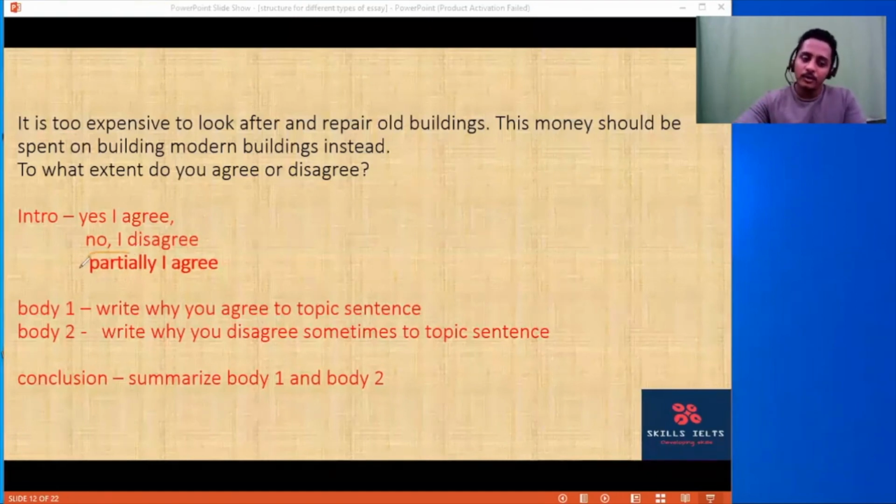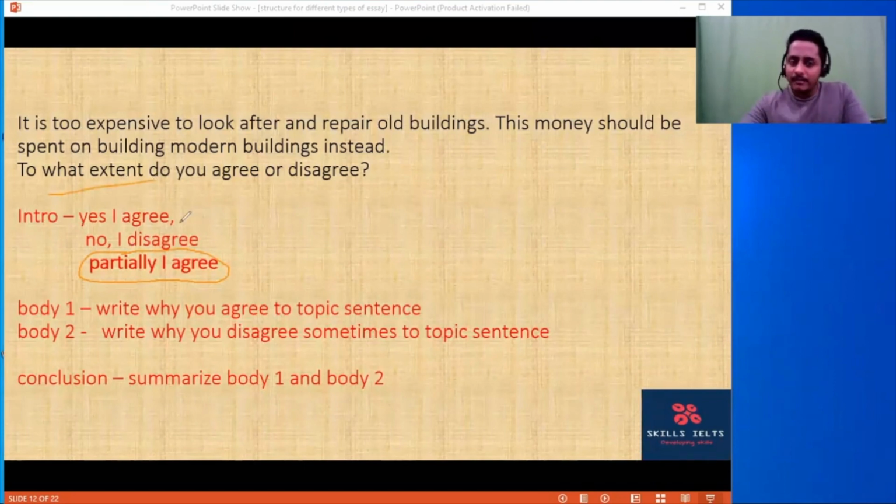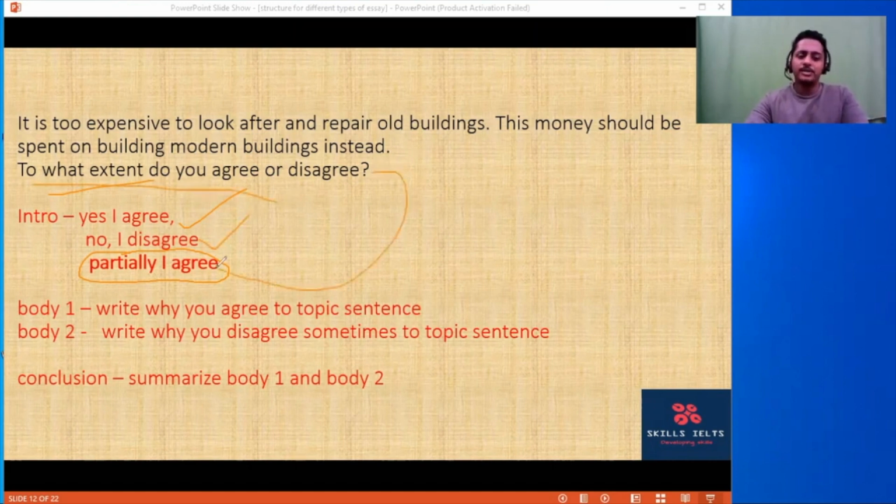Here you have one more option, and that too if you really want. To what extent? Yes, I completely agree. It is the same as the agree, disagree question. No, I completely disagree. It is the same as the agree, disagree question. But to give a weightage for this question, if you say yes, partially I agree, this is the only extra option you get in the question.